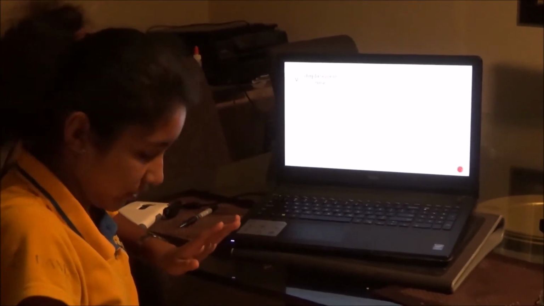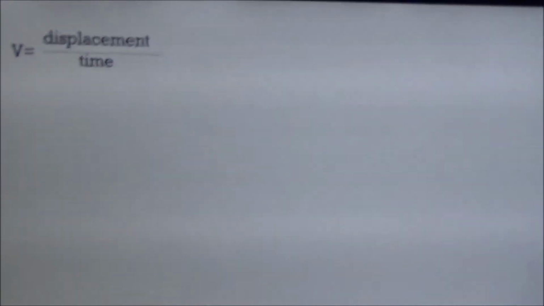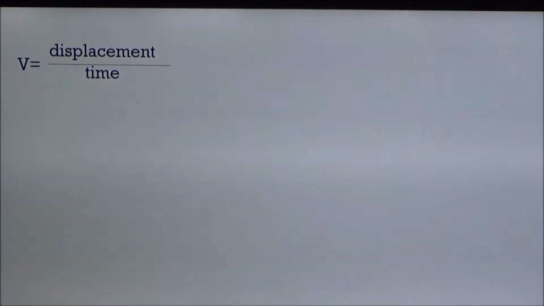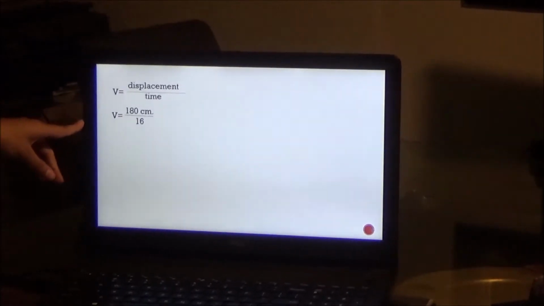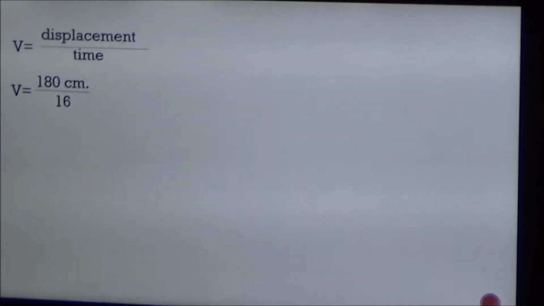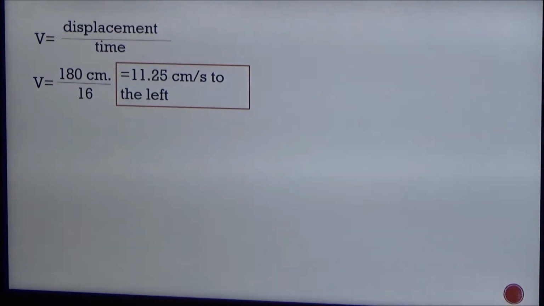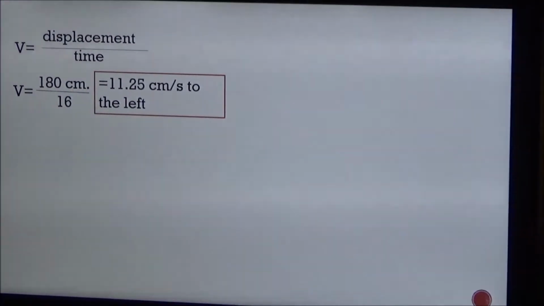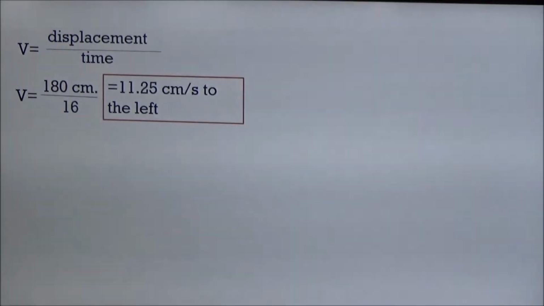So now we are going to calculate the velocity. Remember that the formula is displacement divided by time. We already have the displacement, so we just replace it in the formula. We have 180 centimeters divided by 16, because that was the information that the question gave us. So now we just divide it, and the answer is 11.25 centimeters per second to the left. Why to the left? Because that's what the displacement told us.